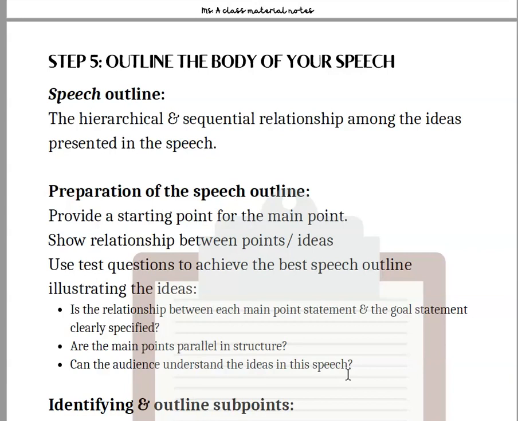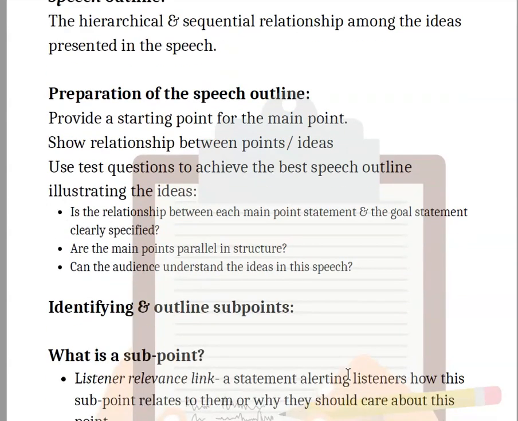So what is a speech outline? It is actually showing the relationship between ideas in your speech. So how do you prepare an outline? Number one, you have to know what you are going to talk about, the main point. Provide a starting point. And then after that, you also need to show how all these points relate together.